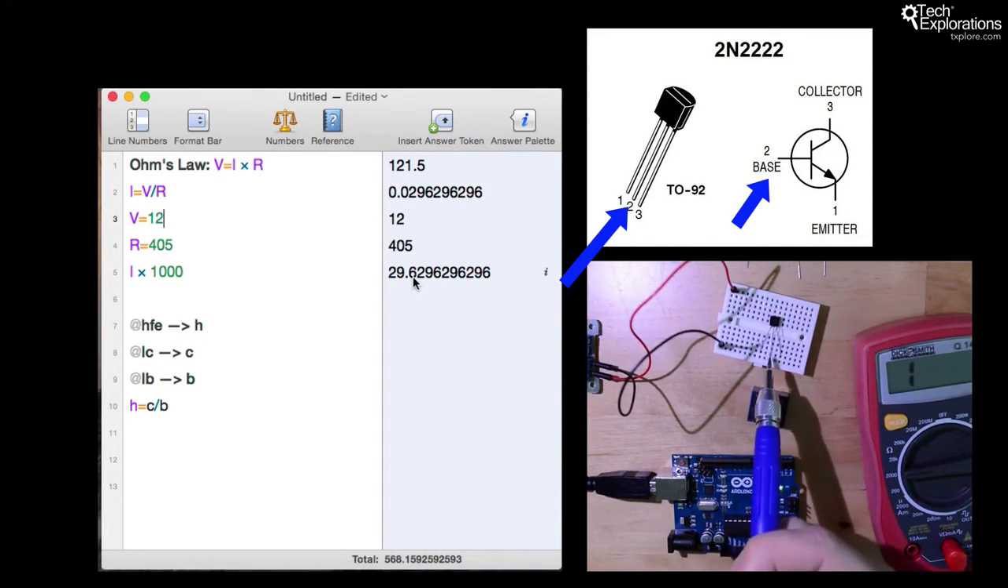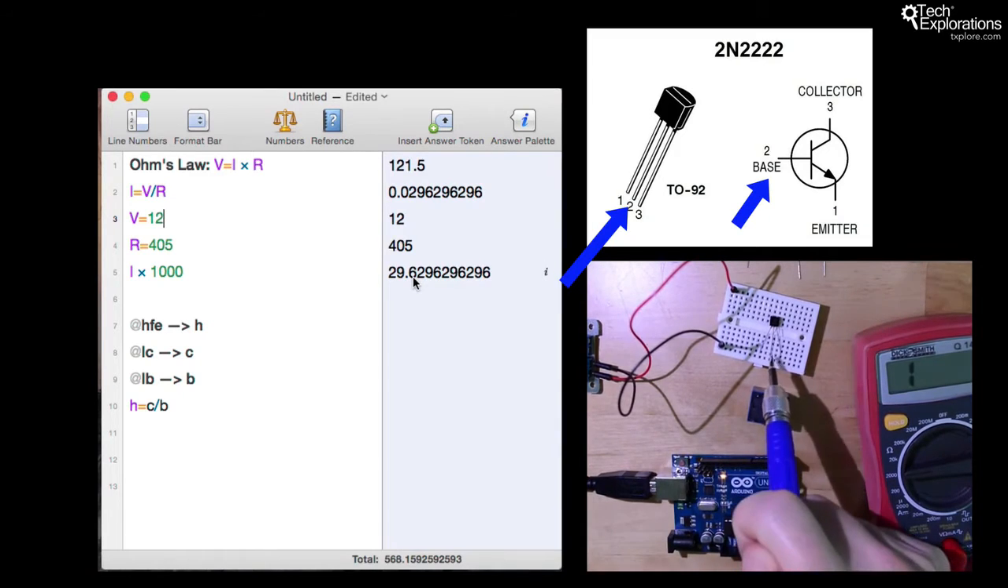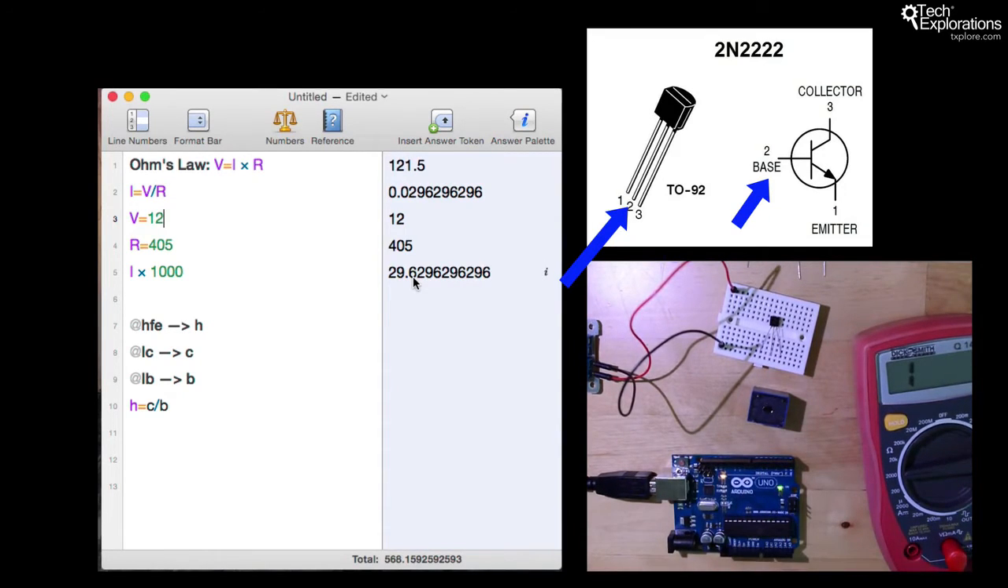When you want to make a connection between the collector and the emitter, you need to send a signal to the base pin. Now that signal is really an amount of current that will flow through this pin and will cause the other two pins, the collector and the emitter, to create a connection between them. So I need to next figure out how much current I need to allow to flow through this base pin.